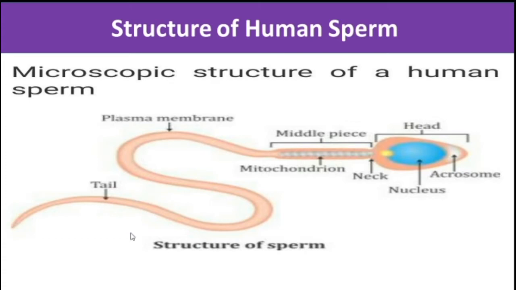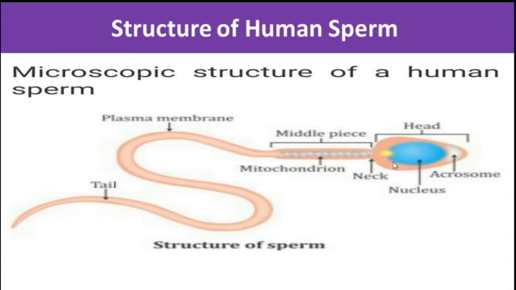Next, structure of human sperm. The human sperm consists of three parts: one is the head region, then the middle piece, and then the tail. The head region is elongated in structure, and it contains a nucleus.